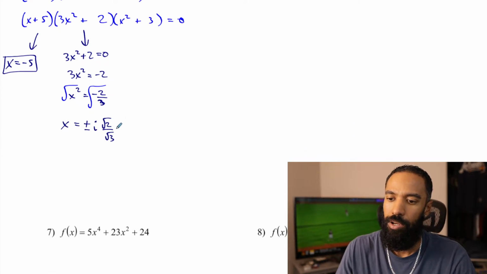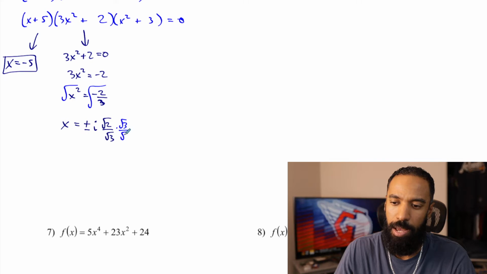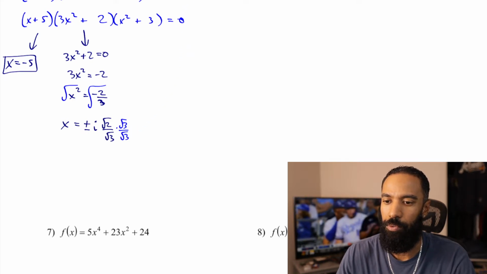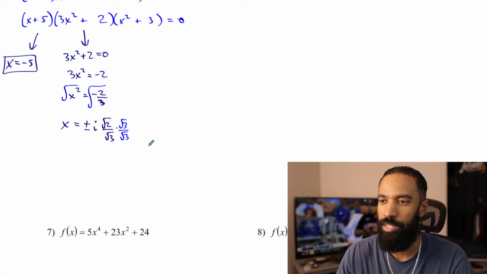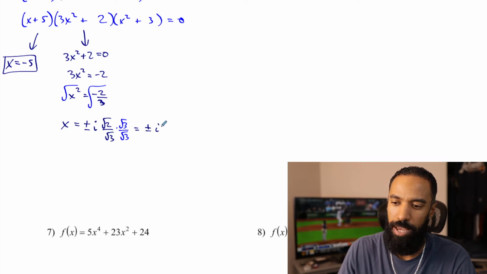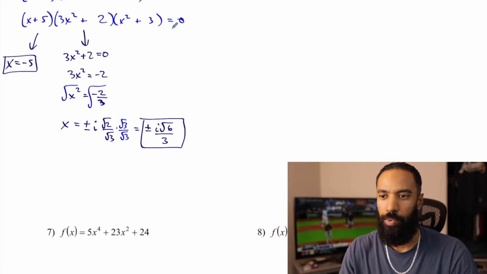Now if I rationalize the denominator by multiplying top and bottom by root 3 here, I'm going to get root 6 over 3, or i root 6 over 3. So plus or minus i root 6 over 3. Those are 2 answers right there.